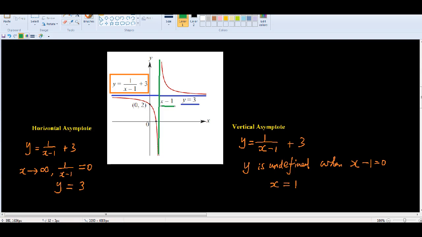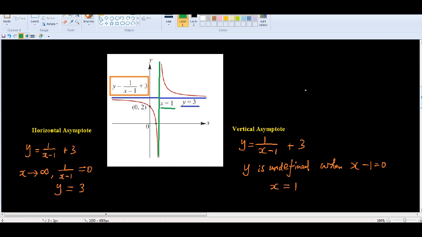Okay, how to find a vertical asymptote? It is when you put that denominator 0. When the denominator is 0, it becomes undefined. So on the graph, when it is undefined, you can see the graph will approach infinity or negative infinity on either side of the vertical asymptote. Okay, so that's the thing we need to know, how to find the horizontal asymptote and vertical asymptote.